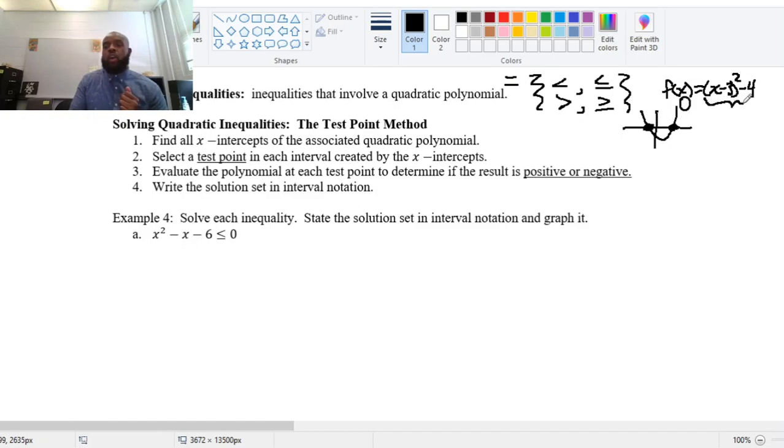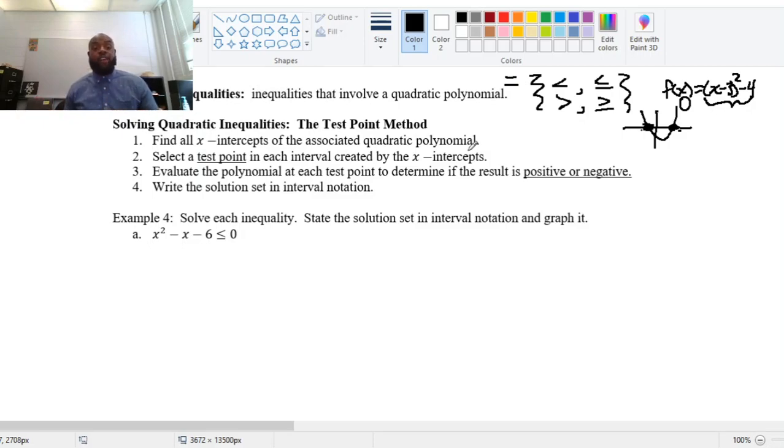So if I get everything on one side and solve the equation (x minus 3) quantity squared minus 4 equals 0, then what I'm going to find are points where my graph crosses the x-axis. These are your x-intercepts. After I find my x-intercepts, we're going to select a test point in each interval created by the x-intercepts. A test point is any value that's in that interval. We're going to draw a number line and figure those out.